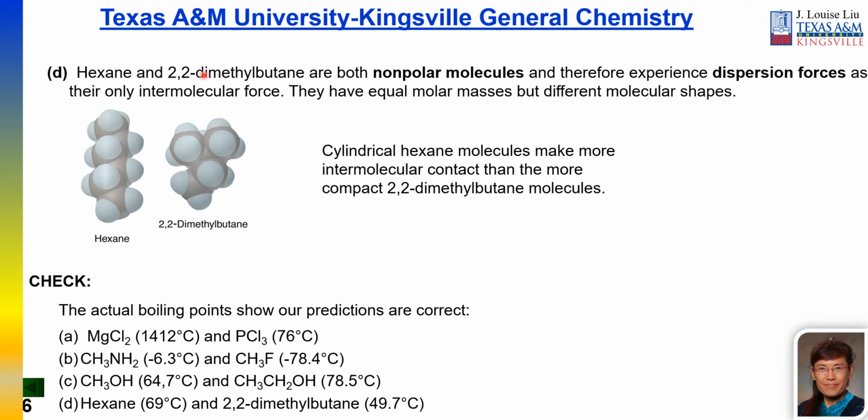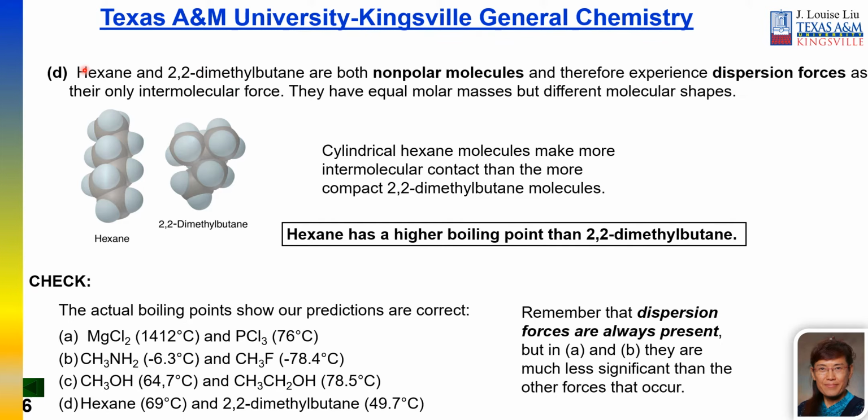The very last group, D, you have hexane. Hexane has a formula C6H14. You form a straight line. So we call it a cylindrical molecule. And you have a second molecule called 2,2-dimethylbutane. So you have 4 carbons on the same line. You have branches, 2 branches on your second carbon.